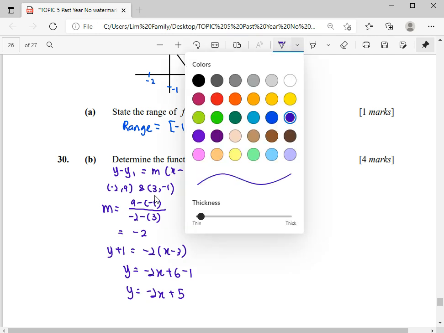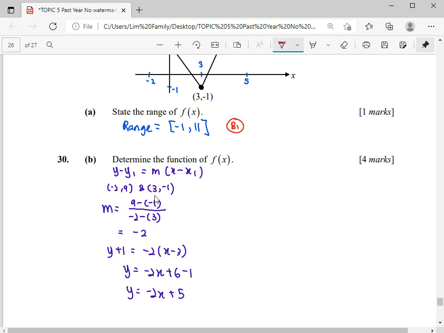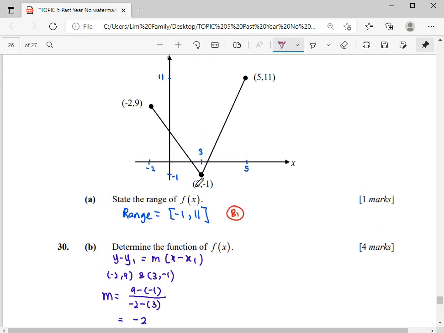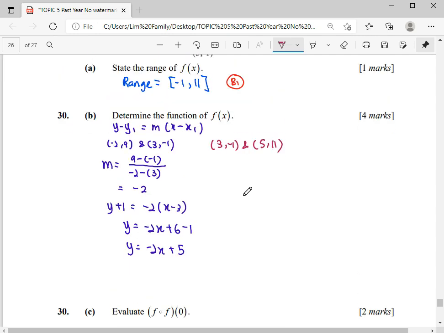Then we repeat for the second part. The second part here is also a line. It is joining between (3, -1) and (5, 11). So we find the line equation joining these two points. For the gradient, I take this coordinate minus this one: y minus y, and then x minus x. So the gradient is 6.